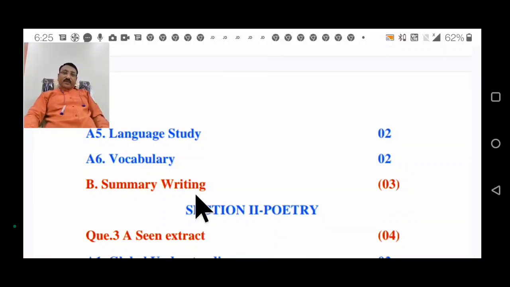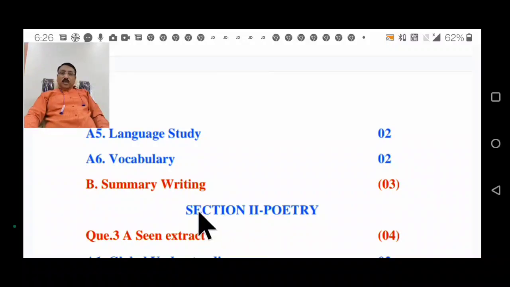After writing the summary of the given passage, the students also need to give a proper, appropriate title to the summary, because the activity of summary writing carries 3 marks. For the title, the student will have 1 mark, and for the summary, the students will have 2 marks. And that is why the students also need to give an appropriate, suitable title for the summary writing.